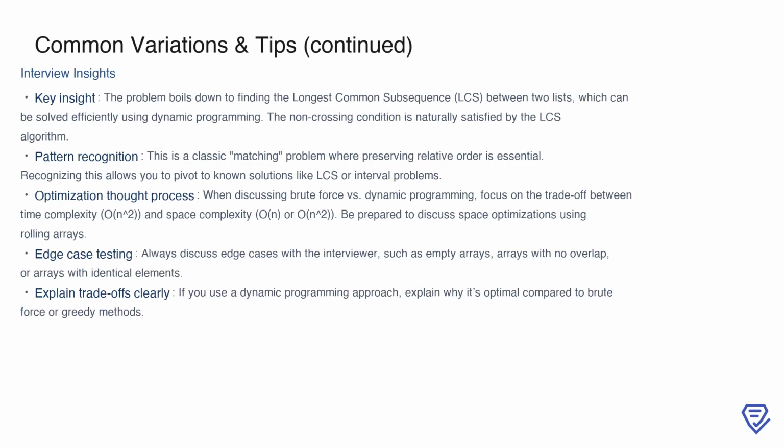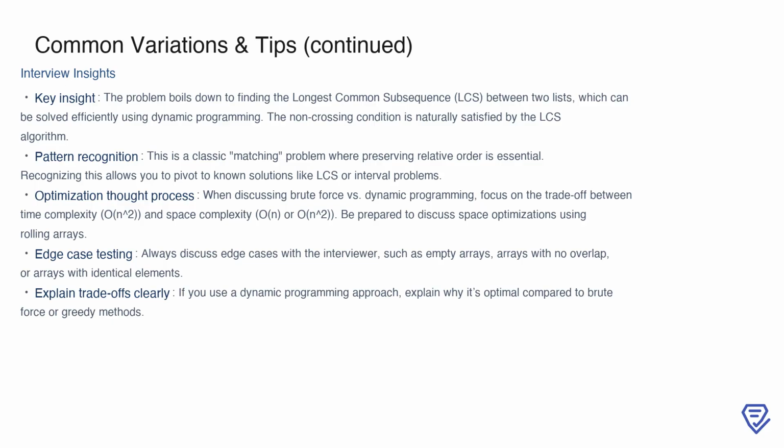To perform well in an interview, it's crucial to recognize that this problem is a variation of the longest common subsequence, or LCS. The dynamic programming approach to LCS naturally satisfies the non-crossing condition, which makes it an ideal solution. This insight can save you time and help you focus on implementing an efficient algorithm. Additionally, this problem fits into the broader category of matching problems where maintaining relative order between elements is key. Identifying this pattern early allows you to connect it to other problems like LCS or interval scheduling, which share similar principles. When discussing your approach, emphasize the trade-offs between brute force and dynamic programming.